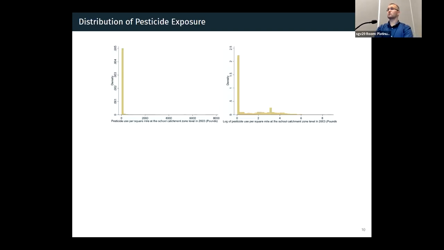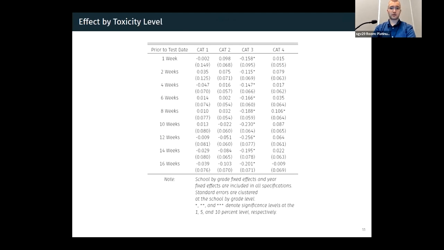Now the distribution of pesticide exposure. Most areas, as you see, have a very small exposure overall in terms of pesticides. There are certain areas that show significantly larger exposure in terms of the amount applied, but overall, most areas show rather low application.